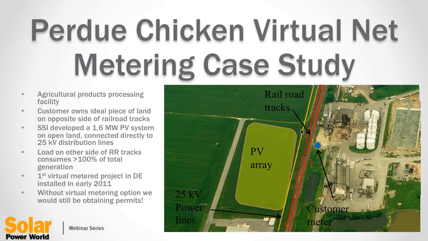In this case, we weren't originally planning to do aggregate net metering or virtual net metering, because the PV system was only going to provide about 20% of the processing facility's total energy demand in a year. So there was no need to aggregate other meters with it. But in this case, of course, it was really advantageous because of the obstacles between the PV array and the actual load.